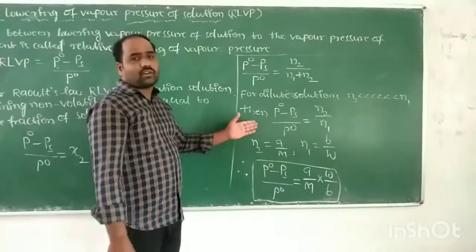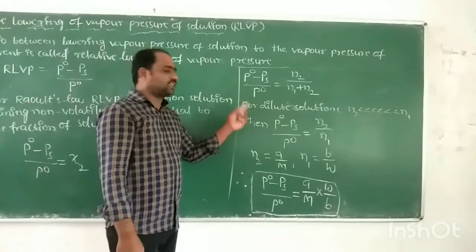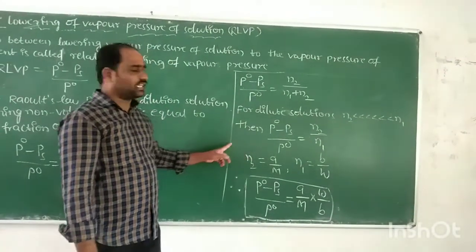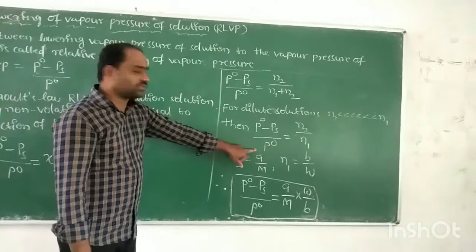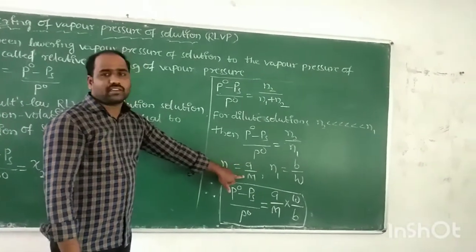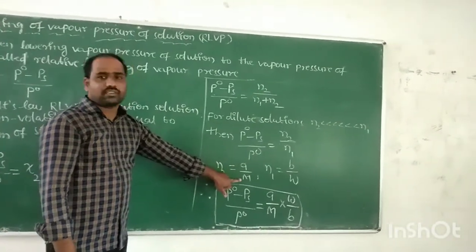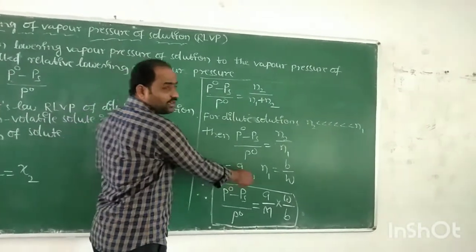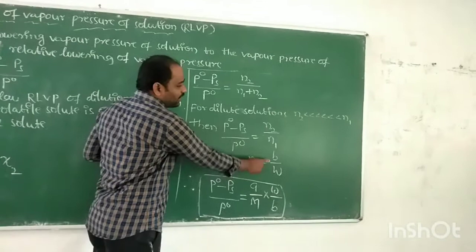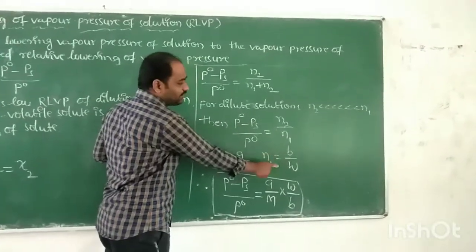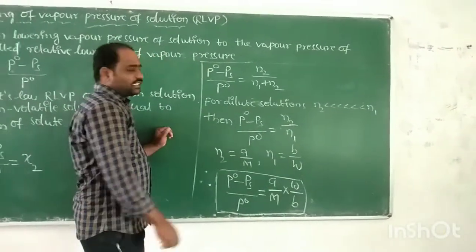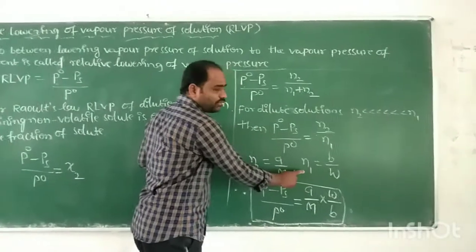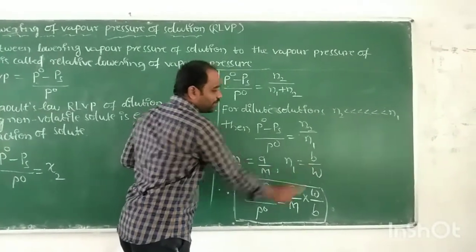We know that the number of moles is equal to the weight of the substance divided by the gram molecular weight of the substance. For the solute, we take the weight as A and the gram molecular weight as capital M. Then N2 = A/M. In case of the solvent, the weight of the solvent is taken as B and the gram molecular weight of the solvent is taken as W, then the number of moles of the solvent is N1 = B/W.